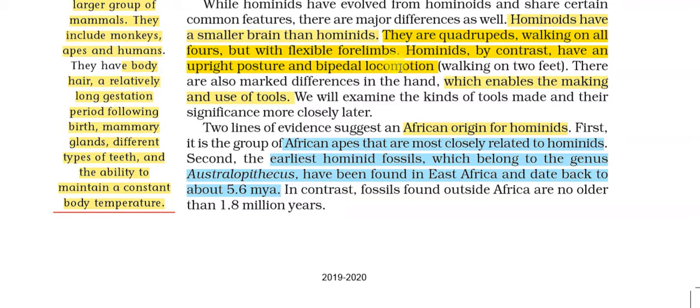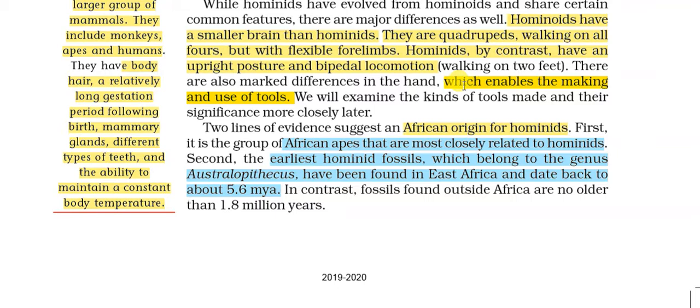Now, as you can see, it's very, very clear that hominoids are a backward stage of evolution. They have not evolved, whereas hominids are evolved. They have a straight spine. They can walk on 2 feet. They can make tools, which is very, very important. See, the next point is they can make tools.